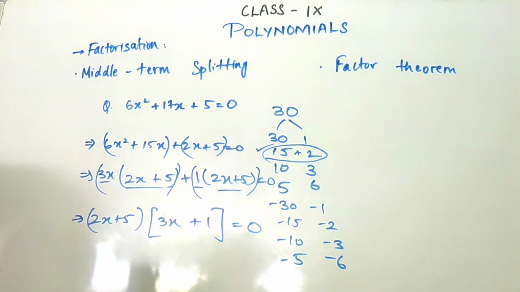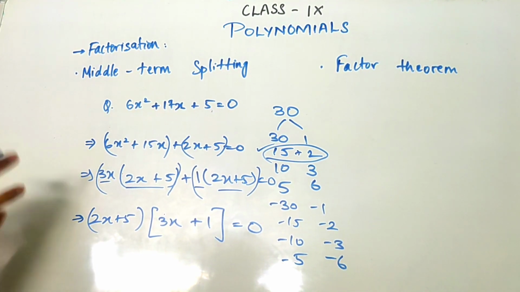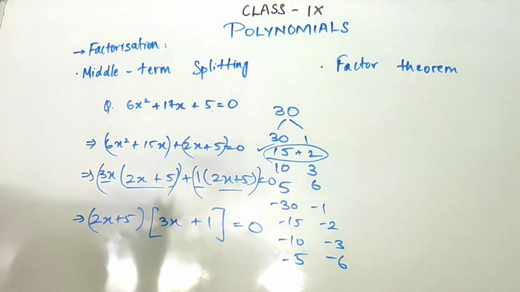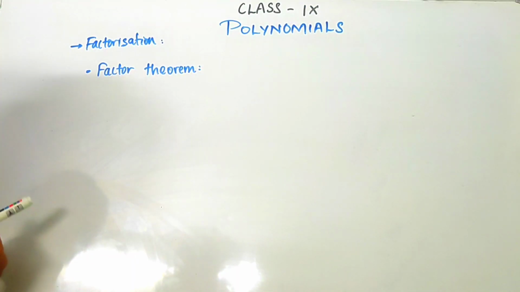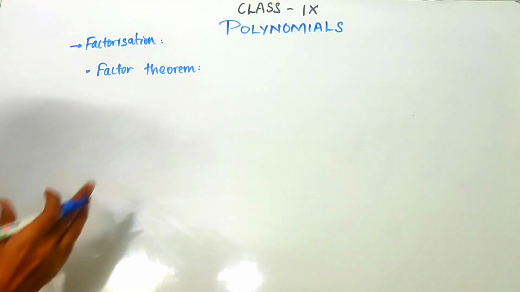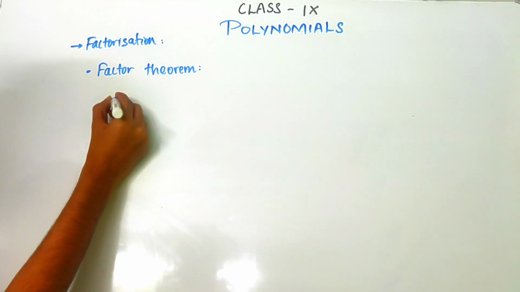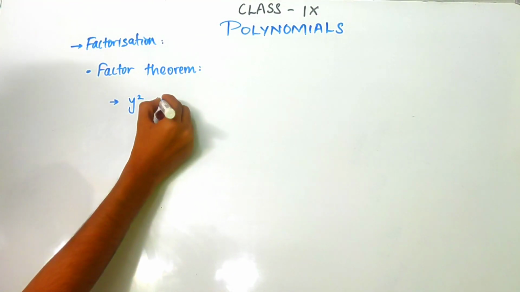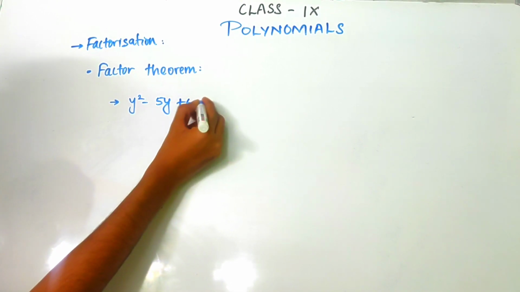So that goes on middle-term splitting for two such examples where we tried and factorized these two equations. Now we will be seeing the factor theorem. I will be using an example for the factor theorem. So let me take the same example, y square minus 5y plus 6 equal to 0.